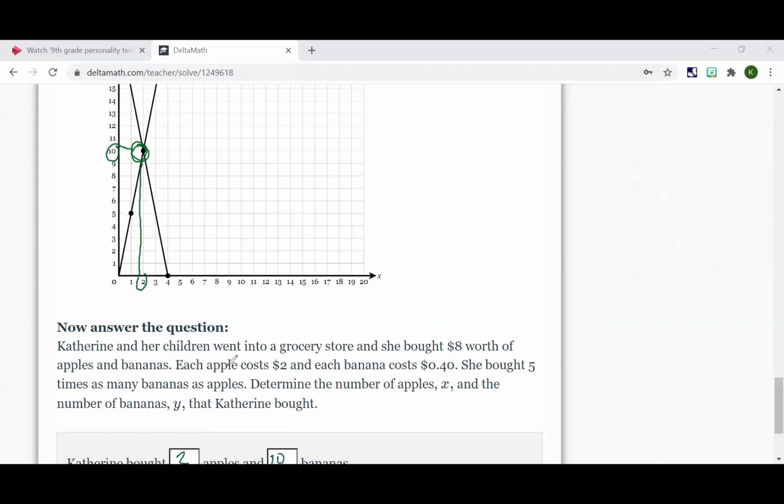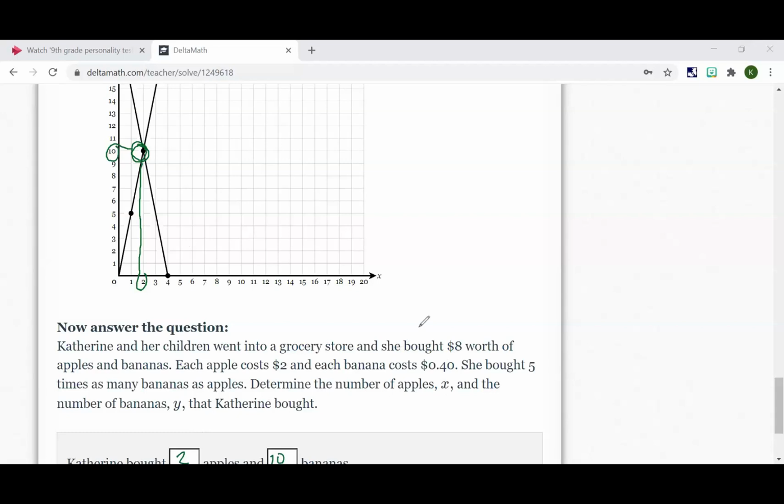Apples are $2, 2 times 4 is 4, plus 40 cents times 10 bananas would be 4. So $4 plus $4 is $8. And then 10 is 5 times 2. So it does work for both of our criteria. And so that's the answer.